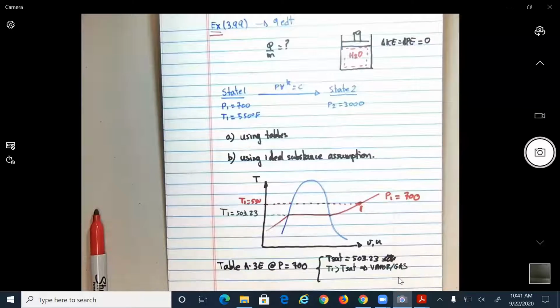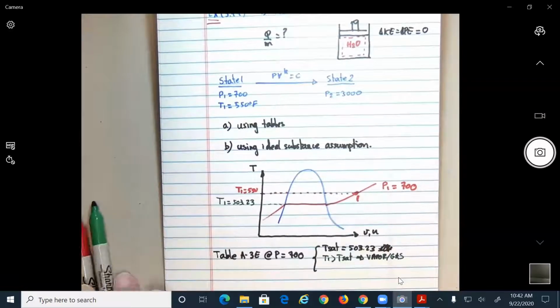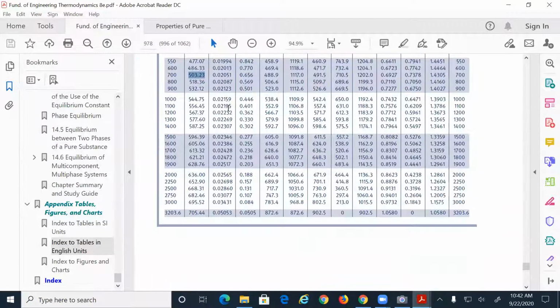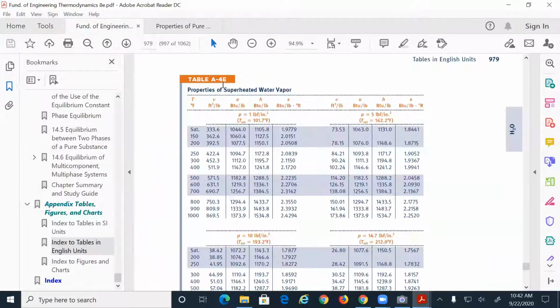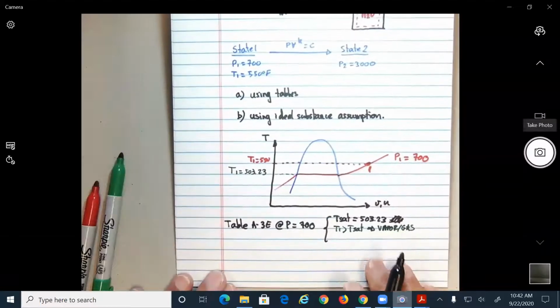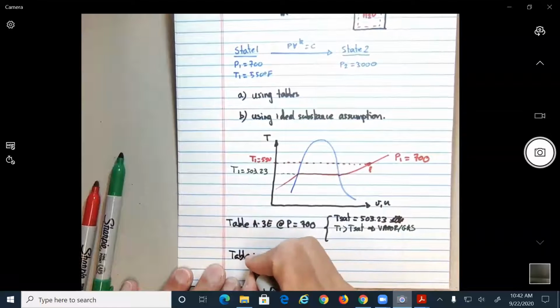Okay, so now that we know the state, vapor or gas, we know that the table we should be using should be the superheated table. So that should be table A4E, no? So if I go to my page and I write from table A4E, I'm going to try to find all the properties. So table A4E.